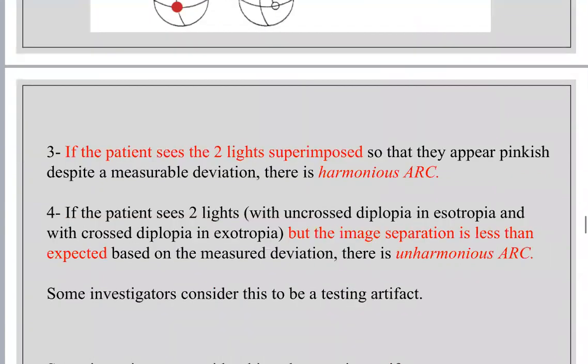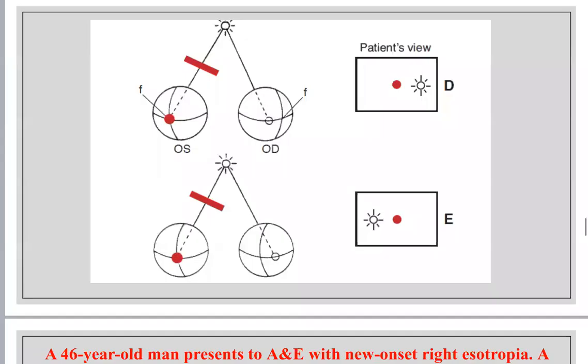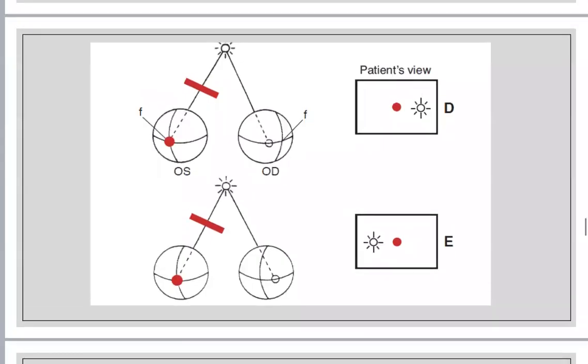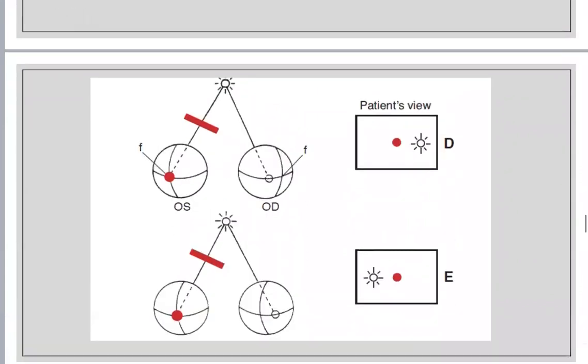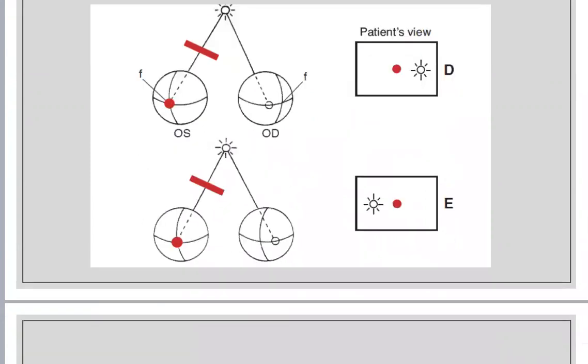Okay, I have other possibilities here. If the patient is just seeing them over each other, this means that this patient has anomalous retinal correspondence, and this is called harmonious one. So if they are at the same location, this means that this patient has harmonious anomalous retinal correspondence.